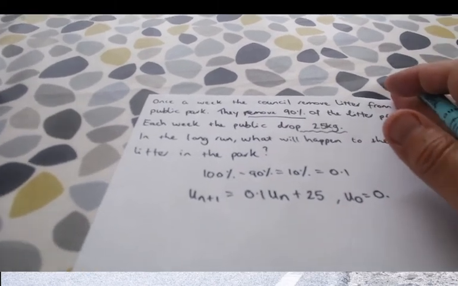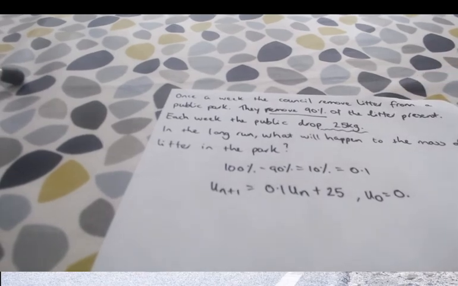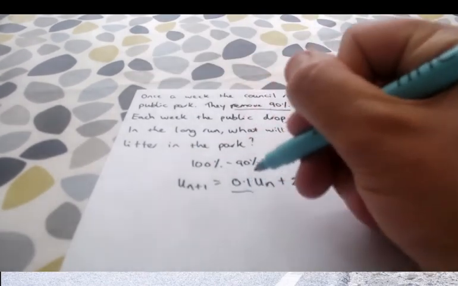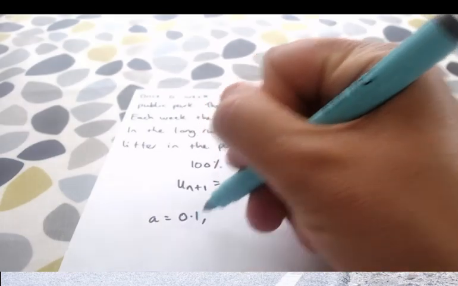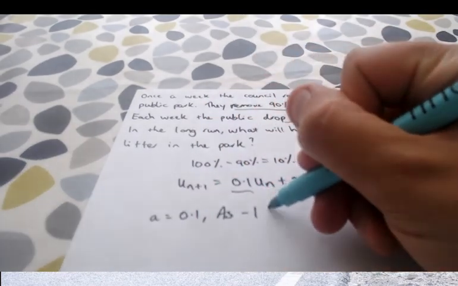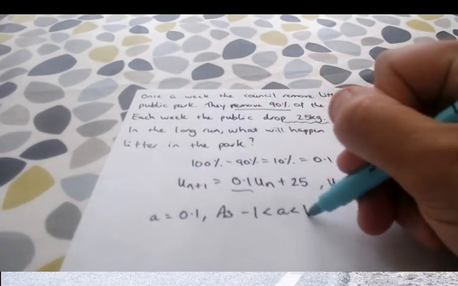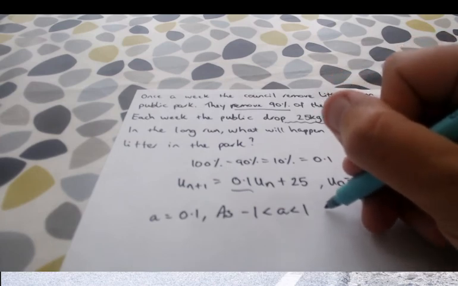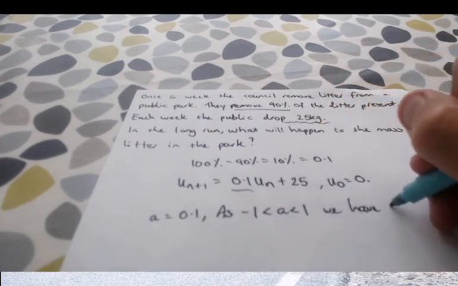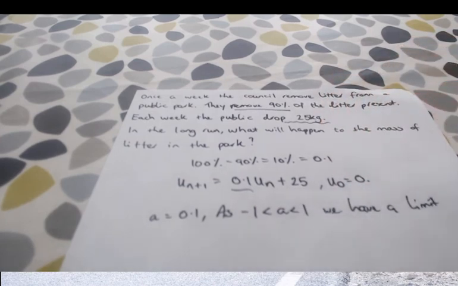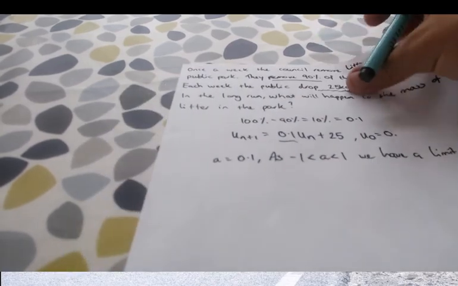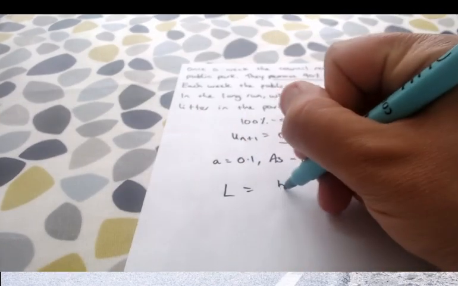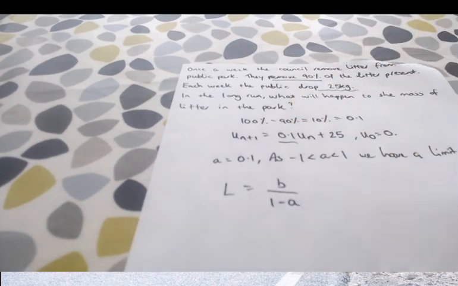Now we're going to calculate the limit. To get full marks, you need your restatement. So A is 0.1. As that's between -1 and 1, we have a limit. Let's calculate the limit. Formula, remember, this should be imprinted in your brain.